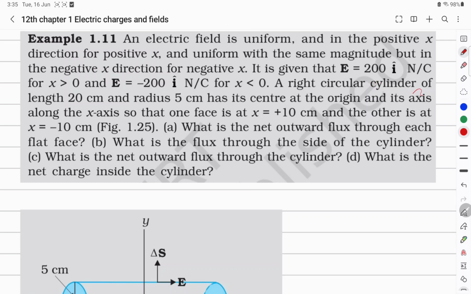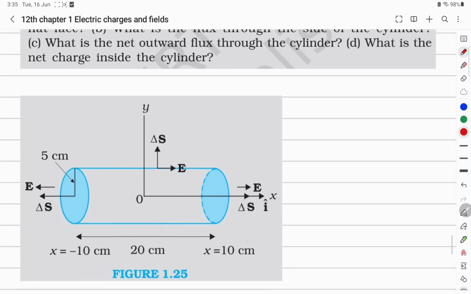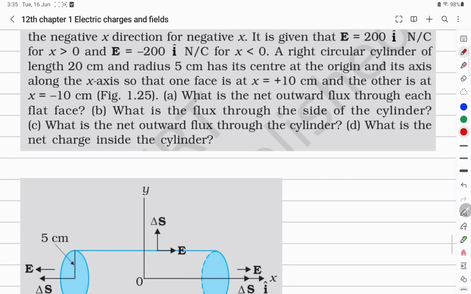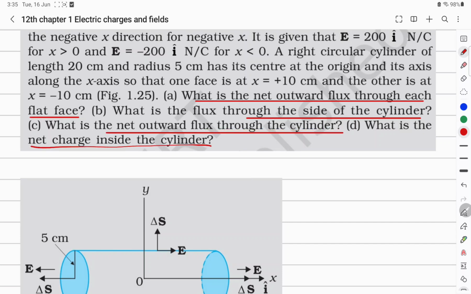A right circular cylinder of length 20 cm and radius 5 cm has its center at the origin and its axis along the x-axis, so that one face is at x equal to plus 10 centimeter and the other is at x equal to minus 10 centimeter, which is shown in figure 1.25. In this question we are going to find the net outward flux through each flat surface, the flux through the side of the cylinder, the net outward flux through the cylinder, and the net charge inside the cylinder.